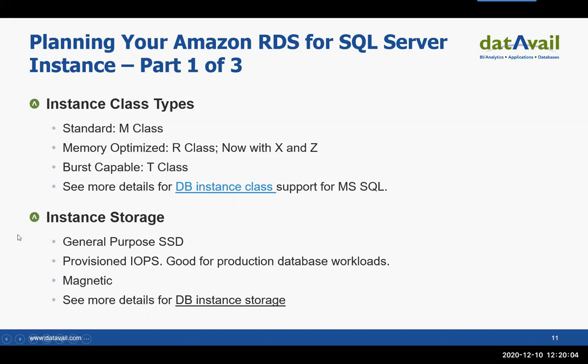Instance storage. There are 3 different storage types. General purpose SSD, and provisioned IOPS, which is good for production database workloads. If you plan to run a database in the cloud, always remember to choose provisioned IOPS. Generally speaking, of course, there are some extreme exceptions. And then you also have magnetic. Again, you're going to have more details here on the DB instance storage side.